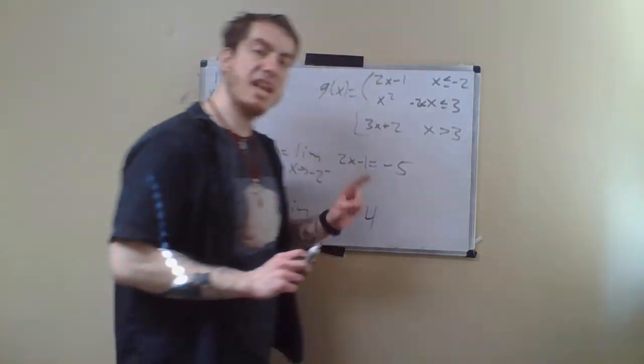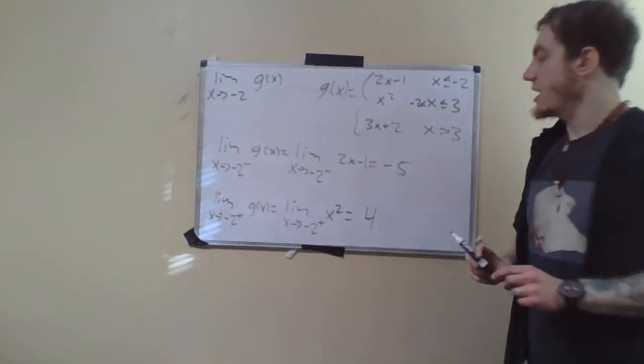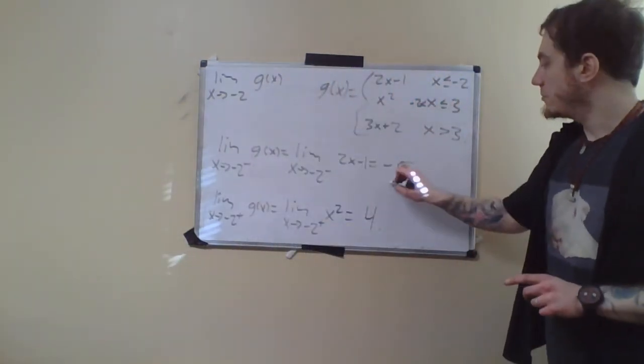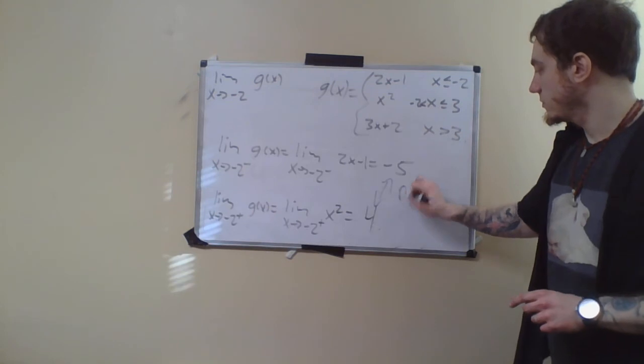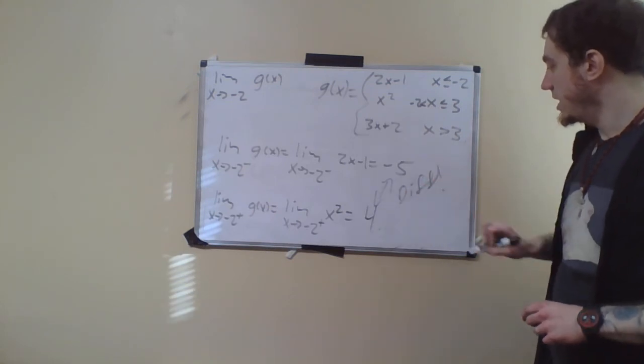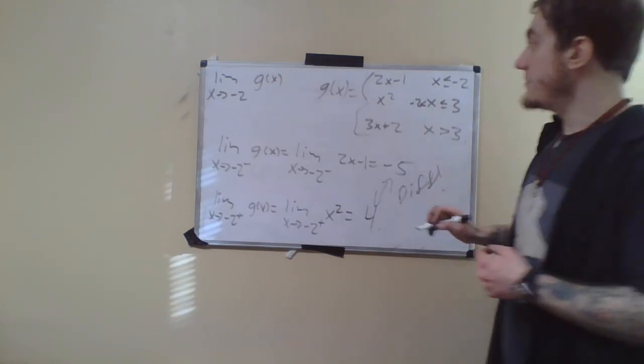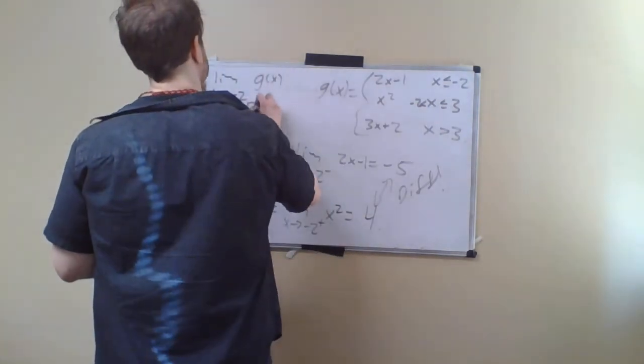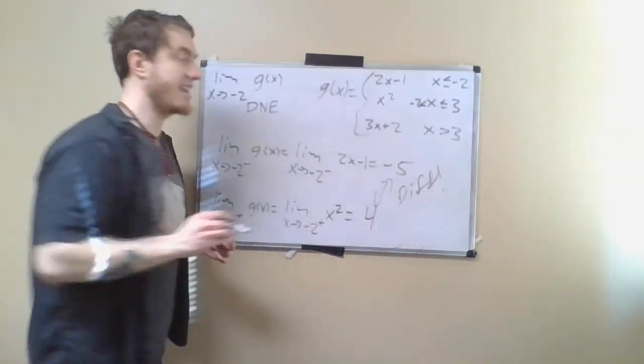So the left-hand limits and the right-hand limits, they both exist, but they're different numbers. They differ from one another. That means that this original limit does not exist.